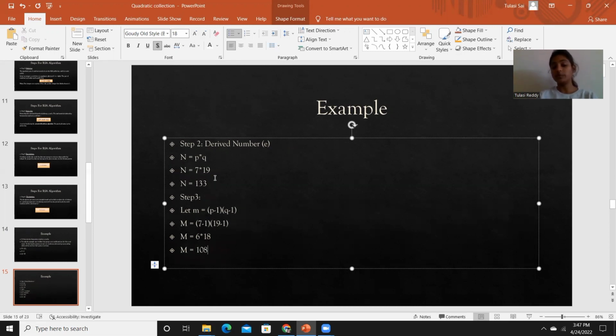Now in the third step, we will be finding the value of m. So the formula is m equal to p minus 1 into q minus 1. So the answer we got for m is 108. So we have found three steps in this slide for the RSA algorithm.